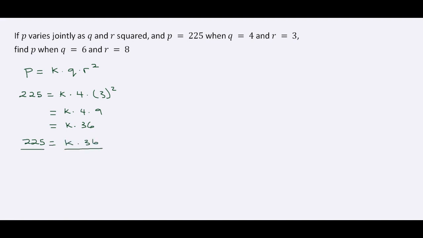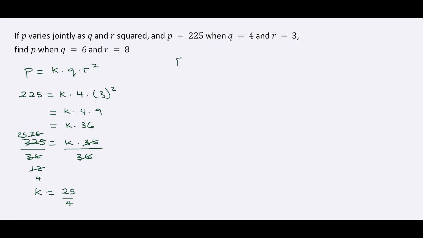So now we'll divide both sides by 36 to get the value of k. So this is going to cross out. Let's divide by 9. Actually, let's divide by 3. We have 12 here, we have 75. We can divide by 3 again. We have 4, we have 25. So k is equal to 25 over 4. I'm going to leave this as an improper fraction while I walk through this.